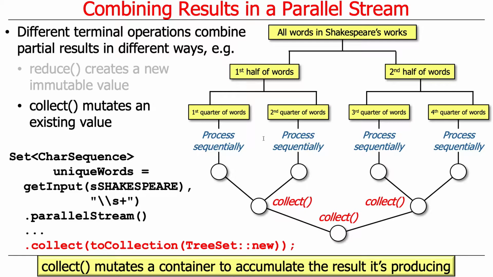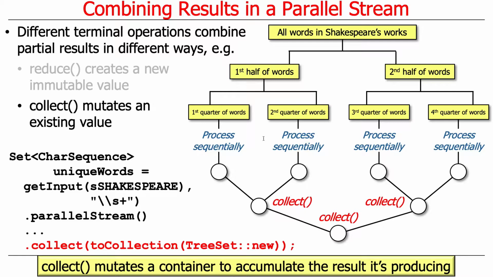And then over here, again without loss of generality, we're going to take the third quarter collection of words and the fourth quarter collection of words, and we're going to collect them together, and we'll end up with a single mutable result container that contains the second half of the words of Shakespeare that are unique.